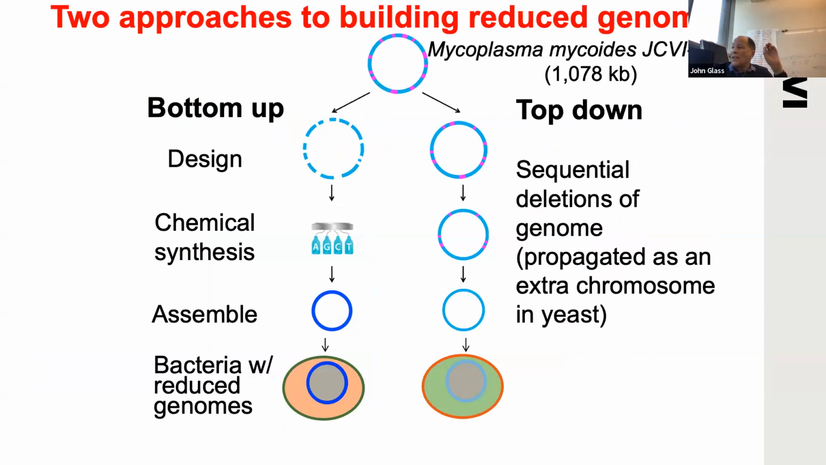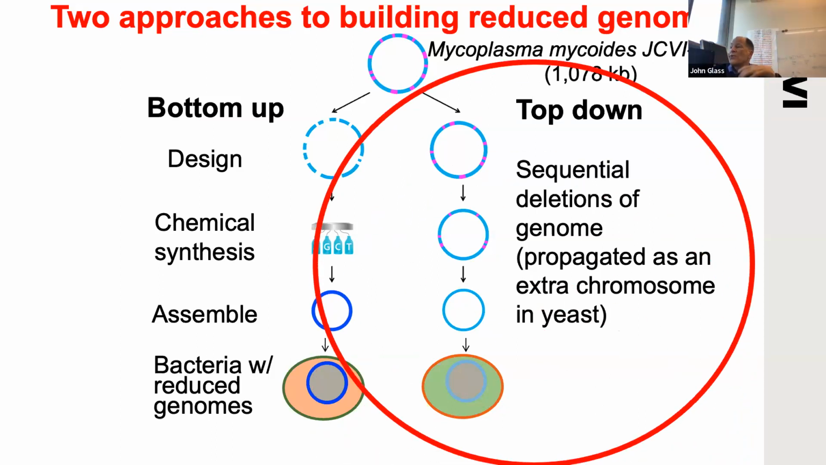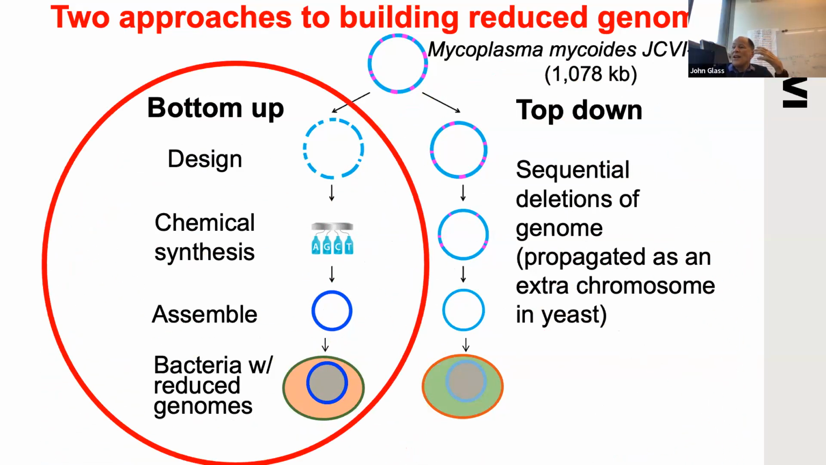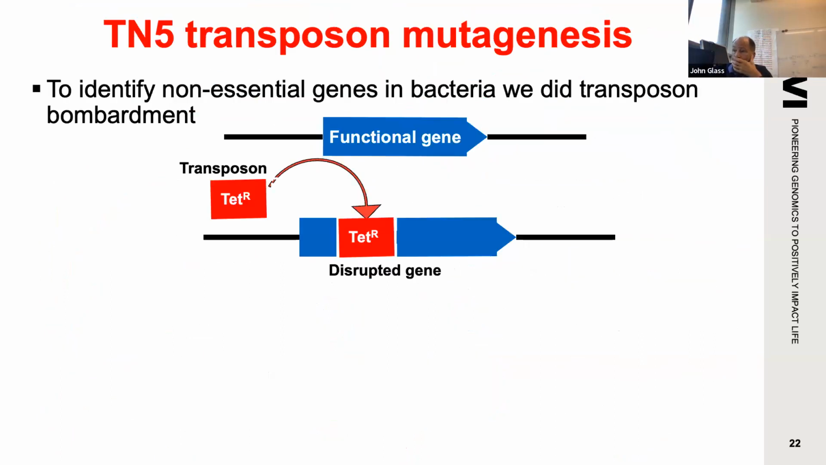And there are two ways you can think about doing this. We wanted to build a cell based on Mycoplasma mycoides to get rid of all of the non-essential genes. One way to do this would have been to just whittle the genome away. That would have taken a long, long time. What we wanted to do was to design it based on what we know about the biology of Mycoplasma mycoides, then synthesize the genome and boot it up.